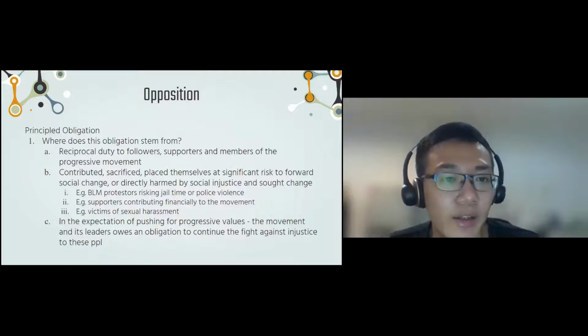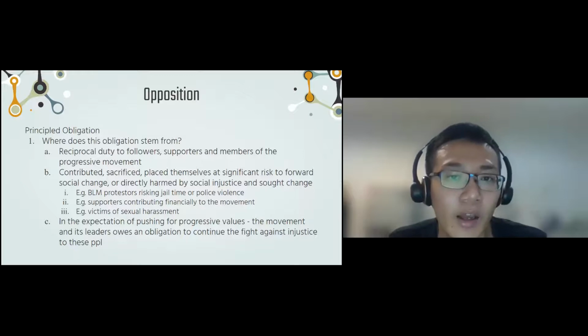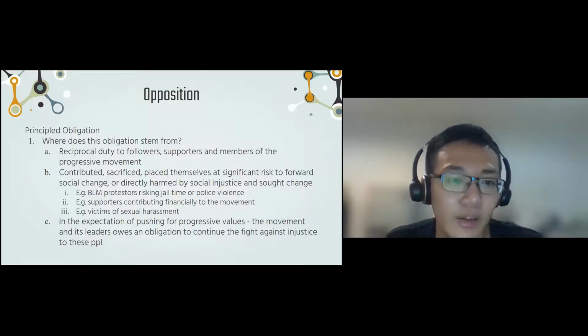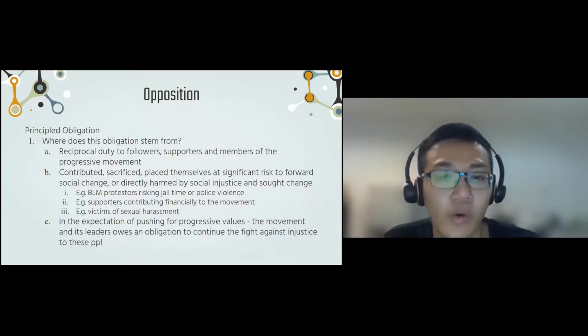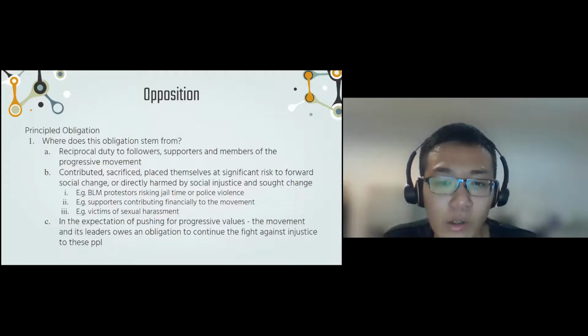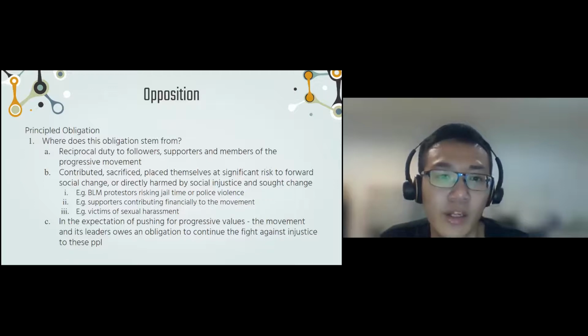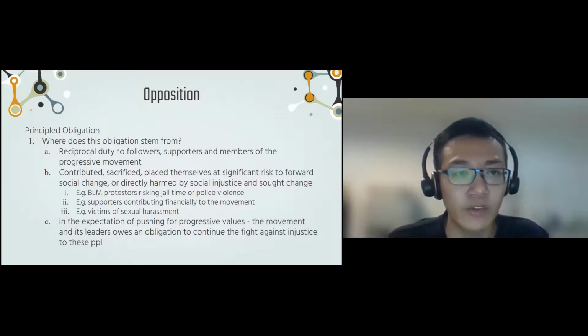And the reason why this reciprocal duty exists is because these followers and these members have contributed significantly towards the movement. They have contributed, they have sacrificed, they have placed themselves at significant risk in order to forward social change. Or these are people who have been directly harmed by social injustice and have sought change through the movement. So for instance, it looked like the BLM protesters who were risking jail time or police violence when they came out to protest, when they came out to riot, for instance.